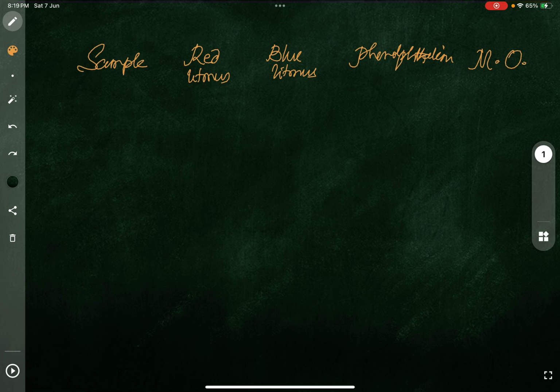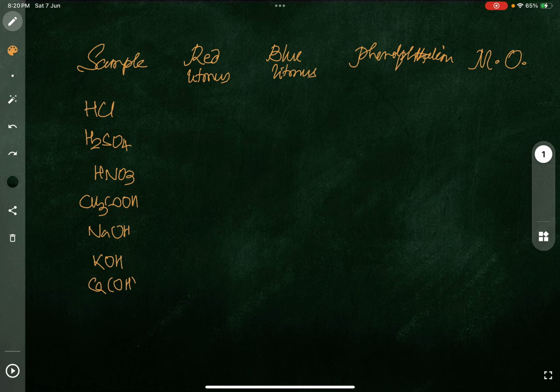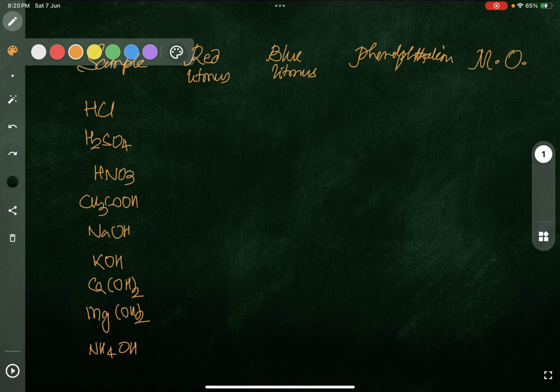Okay, so there are HCl, H2SO4, HNO3, and acetic acid. Four acids are given. Then five bases are given: NaOH, KOH, calcium hydroxide, Ca(OH)2, magnesium hydroxide, Mg(OH)2, and ammonium hydroxide, NH4OH. Fine. Let's take these one by one.